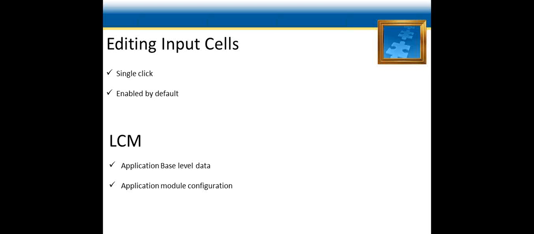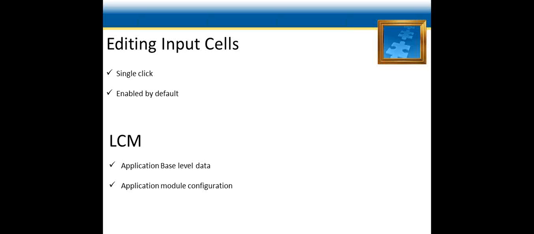The next feature is the editing input cell. So in the HFM 123, for the data grid or data form, or manage ownership or manage submission groups, you can now edit input cell just simply single click. The single click edit mode is enabled by default. A toolbar button in these modules enables you to disable single click edit mode and use the double click method to edit cell.